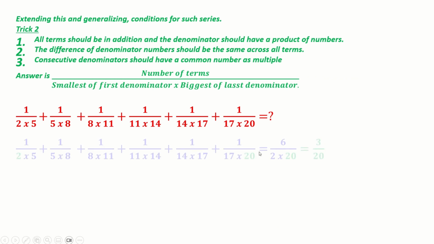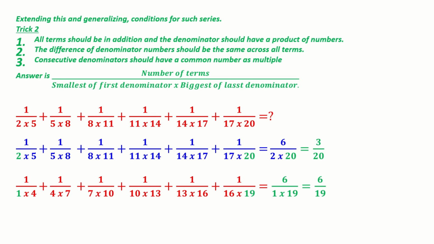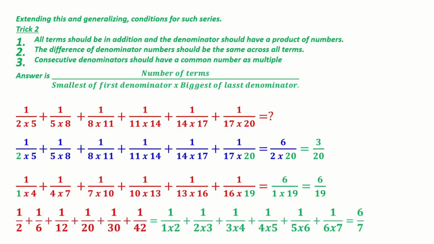Okay. If you take the first case, the answer is obviously, there are six terms. So 6 by 2 into 20. 2 is the least and 20 is the highest. So the answer is 3 by 20. Okay. Second one is 6 by 1 is the least and 19 is the highest. So 6 by 1 into 19, which is 6 by 19. Okay. Third one is 6 by, there are six terms, 6 by 1 into 7. 1 is the least and 7 is the highest. So 1 into 7. So the answer is 6 by 7. This is how you solve these series.